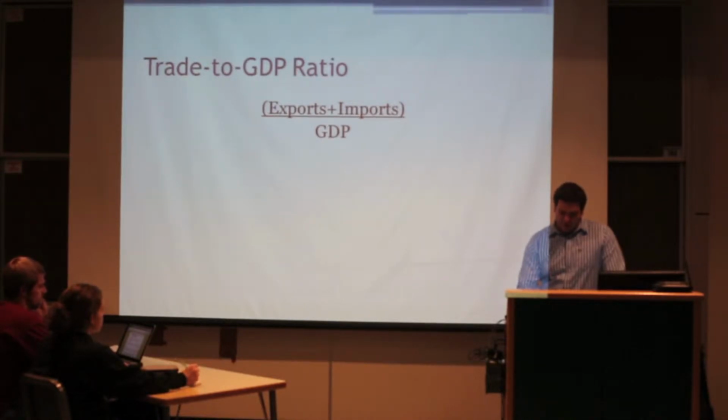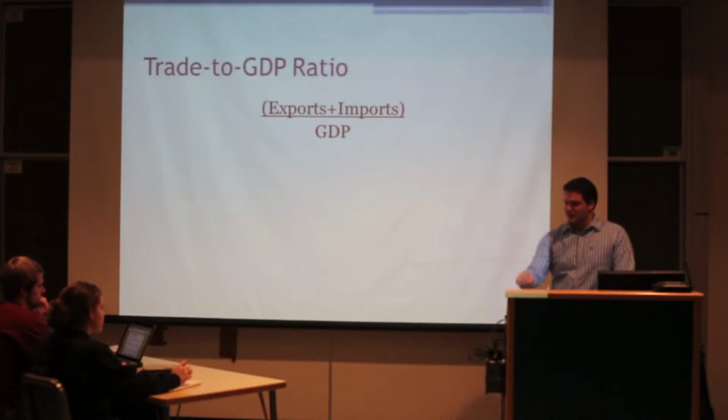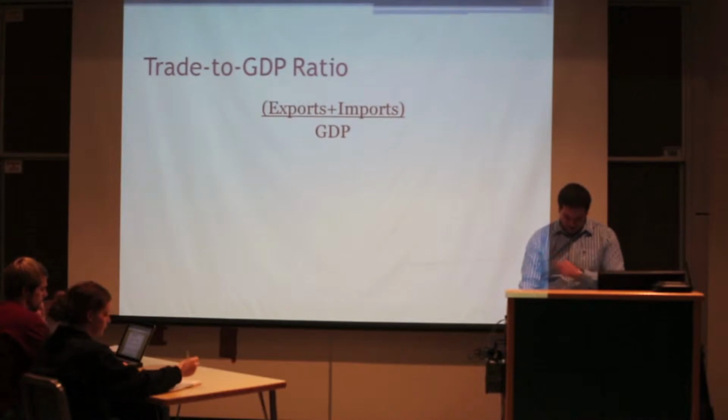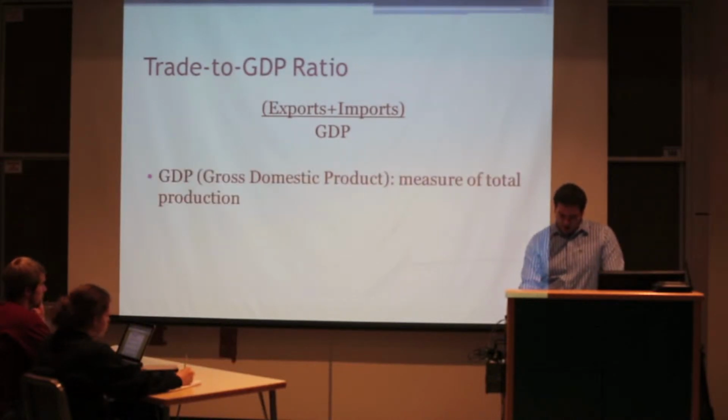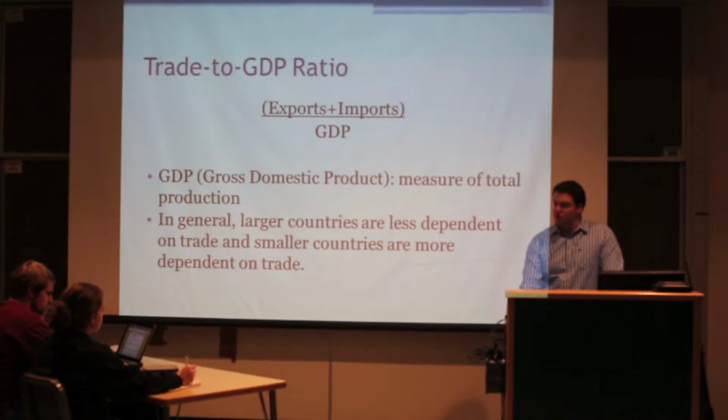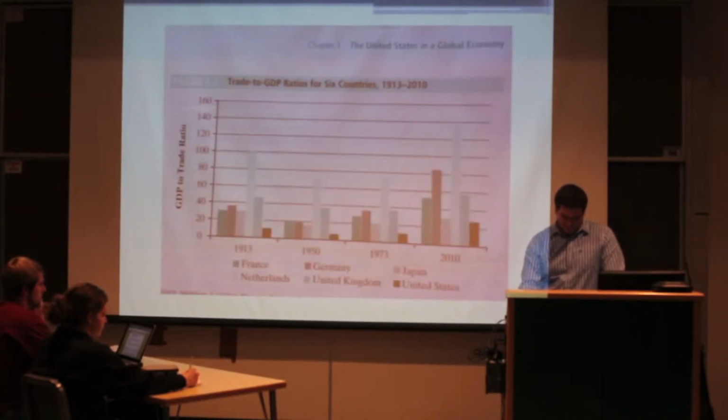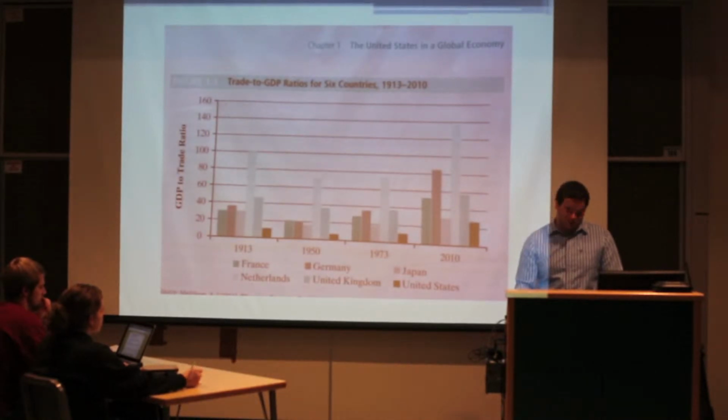So now we need to know what the GDP is. Does anyone know what GDP stands for? I think it's gross domestic product. That is right. And it's used to measure the total production for that country. In general, a larger country will be less dependent on trade, and smaller countries are more dependent. Think about it. If a large country has a large GDP, then the fraction will be smaller, meaning it is less dependent on trade. Whereas a country that does not have a very big GDP has a smaller number on the bottom, making the fraction bigger, meaning that they have more dependence on trade.